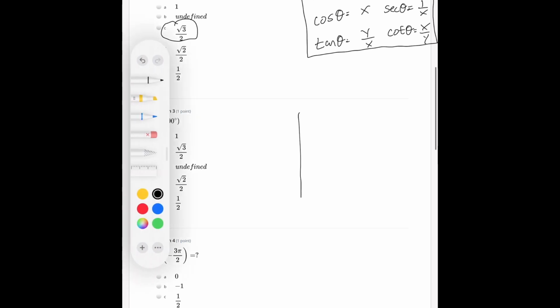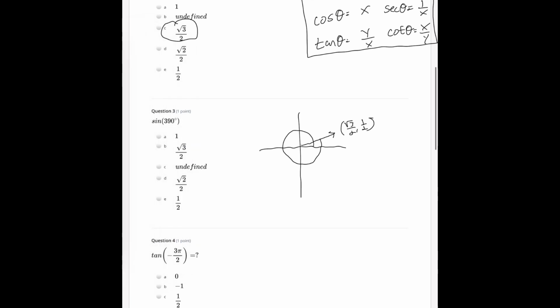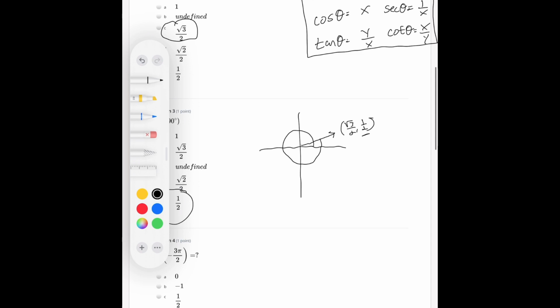Okay, sine of 390 degrees. We have to figure out where 390 degrees is. A complete circle is 360, and then I'm going 30 more. So we're in the same spot as the last question, with the coordinate root 3 over 2, 1/2, but this one wants sine. Sine is the y part of my coordinate, so 1/2.